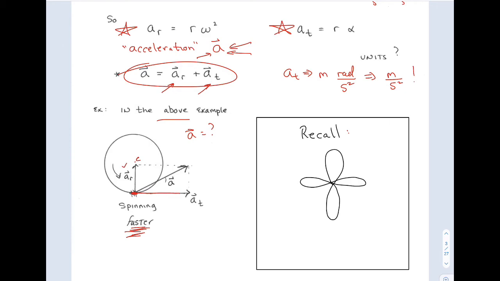So now the acceleration is the vector sum. So if I add the radial plus the tangential, I'm doing tail to tail, so making a parallelogram. That arrow, that's the direction of the acceleration. So it just points in some bizarre direction.